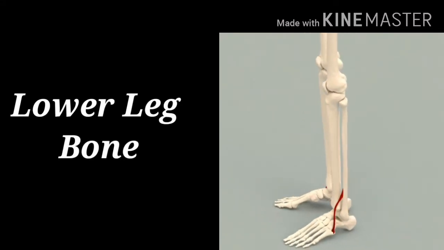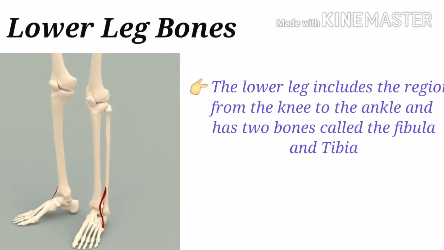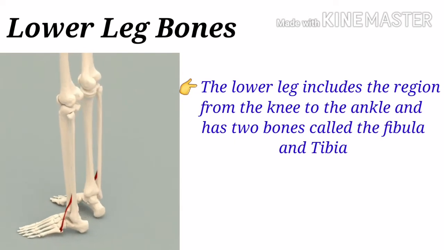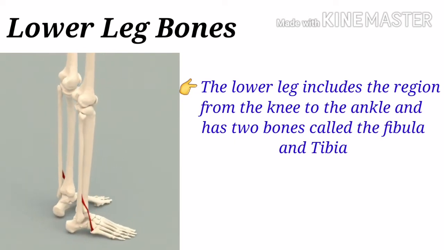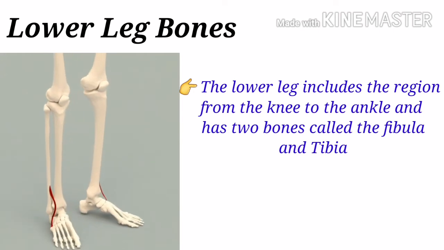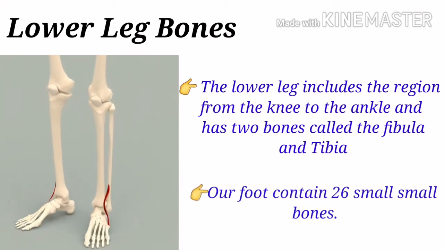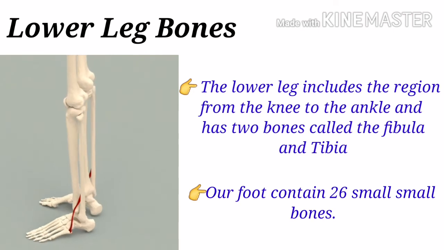Lower leg bones. The lower leg includes the region from the knee to the ankle and has two bones called the tibia and fibula. Our foot contains 26 small bones.